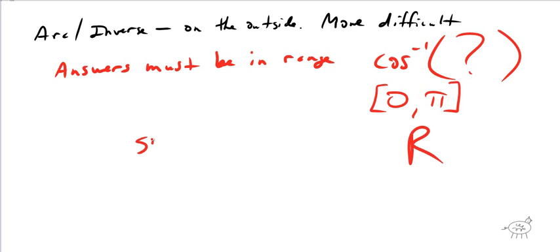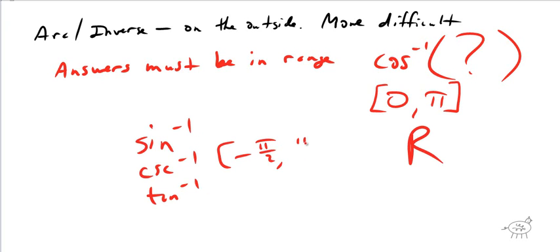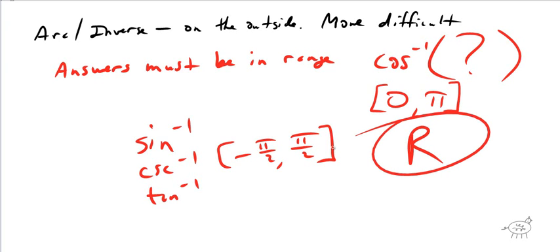Okay, same thing with sine. If it's inverse sine or inverse cosecant or inverse tangent, right, that better be between negative pi over 2 and pi over 2. Okay, if that final answer is not between those values, I'm going to put a big old R next to it, standing for range. You're not in the range because you didn't give it to me between these two values. Very, very, very important. Okay, it's got to be in the range.